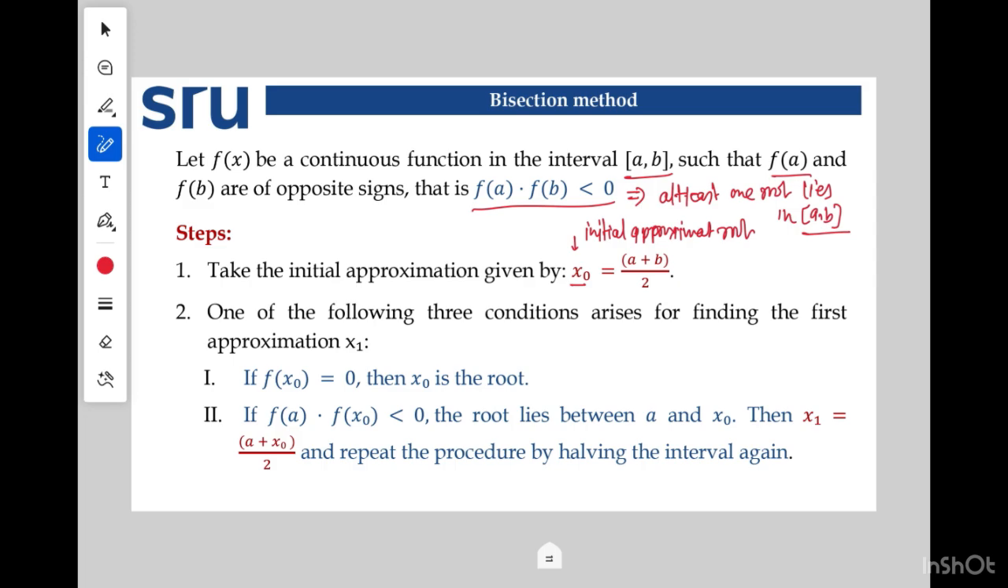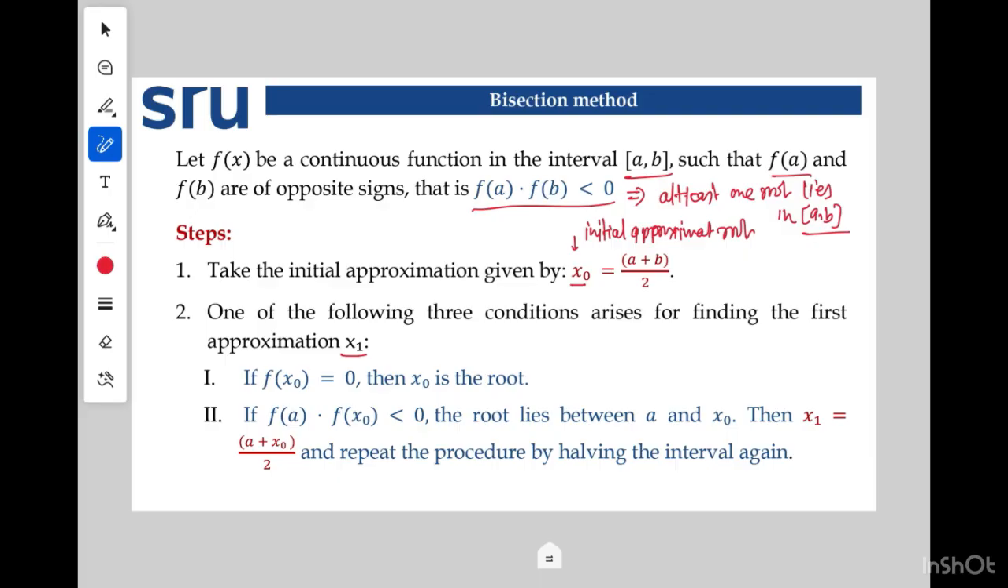And how to obtain x naught? X naught is basically the midpoint of interval AB. So this is your initial approximate root. Now if x naught is your initial approximation, then one of the following three conditions arises for finding the first approximation x1.